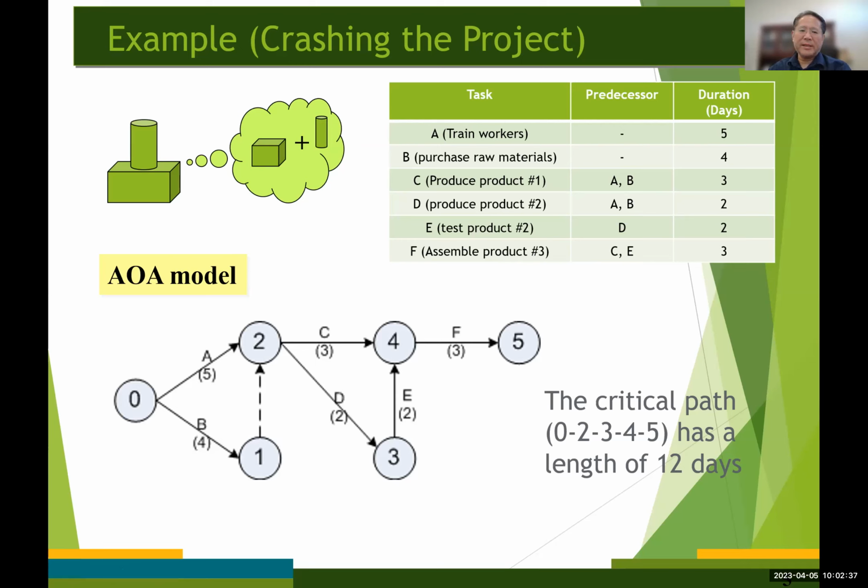So in this case, it's really easy to see that the critical activities include A, D, E, and F. And the critical path is going to be 0, 2, 3, 4, 5. And in this case, the length is 12 days required to complete the entire project.